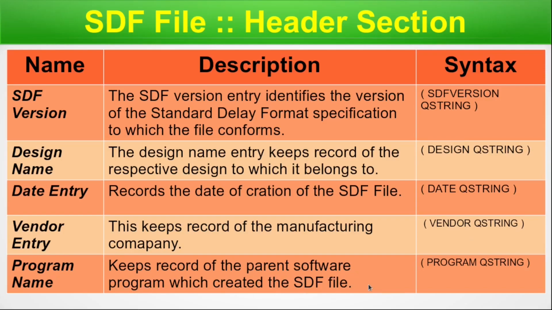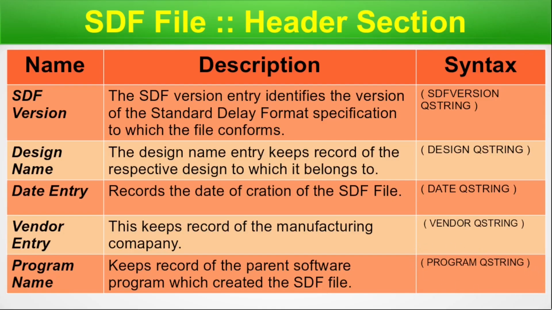So as I said, the SDF can be generated by any step of the ASIC flow. That tool which is generating the SDF file, that name will be kept here. Format is program then Q string. Q string is nothing but a text. This will help you to identify at what stage this particular SDF is done. So if it is generated in the synthesis stage, the name of the synthesis tool will be here. If it is generated in the pre-layout STA, then that tool name will be there. If it is generated in the PNR, then the PNR tool name will be there. Like this, whatever program has generated the SDF, the name will be there.